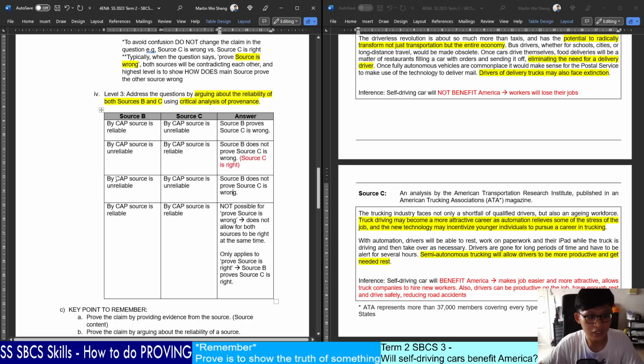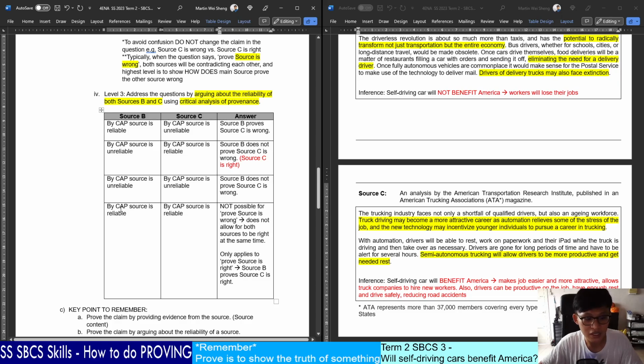Now, if source B is unreliable, source C is unreliable also. So let's say both sources based on your CAP are unreliable. Same thing, source B does not prove C is wrong, because B is wrong already. Right? So if B is wrong, how can it prove anything? So this case does not prove C is wrong.